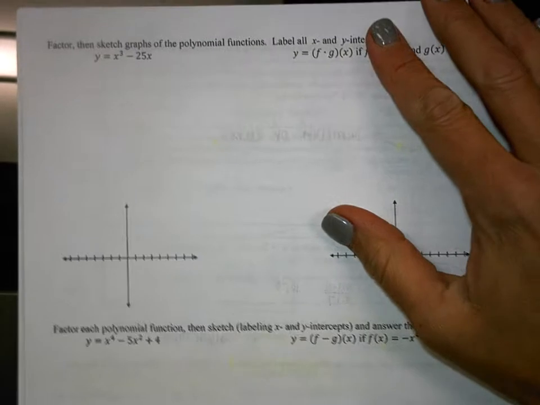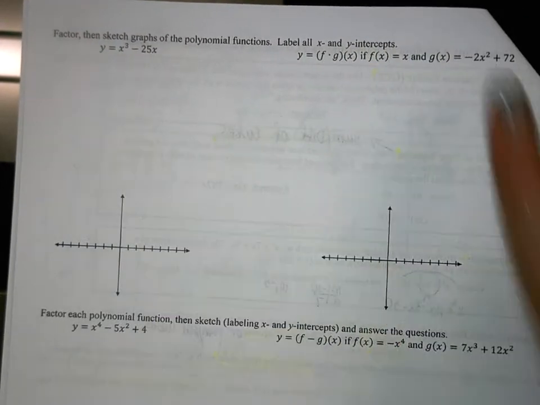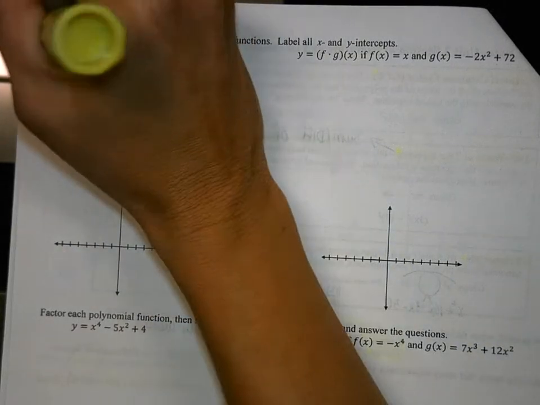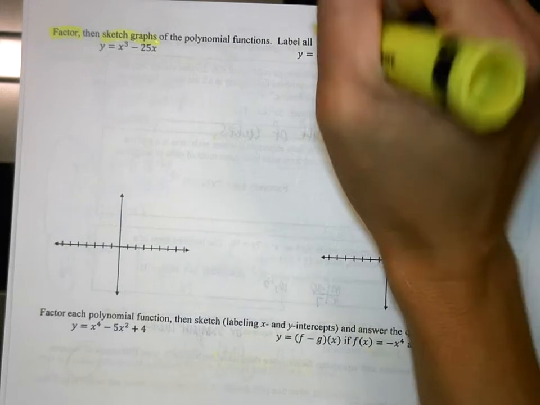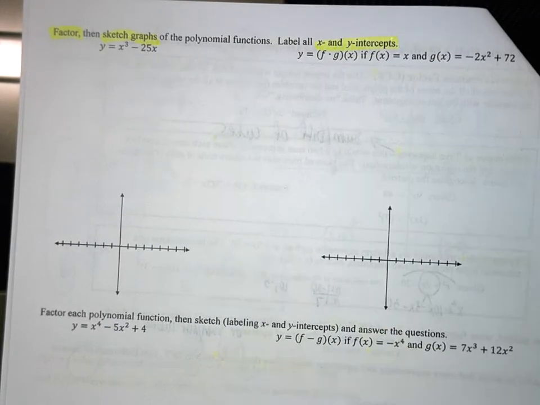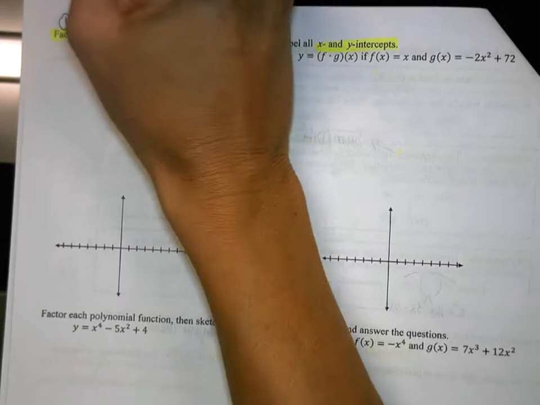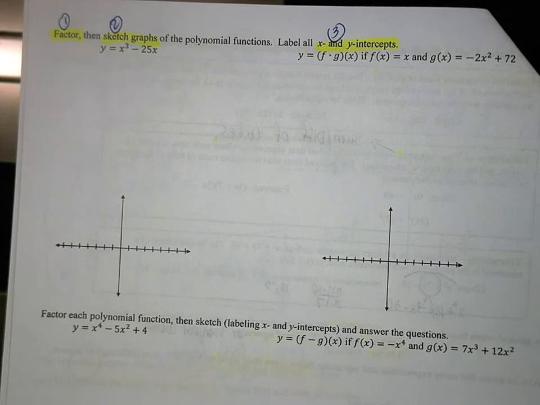So we were just practicing factoring, and now we have some new instructions here. It tells us to factor, sketch the graph, and label x and y intercepts. So we have 3 different things we need to do: factor, sketch, and label our x and y intercepts. The first thing we're going to do is factor.